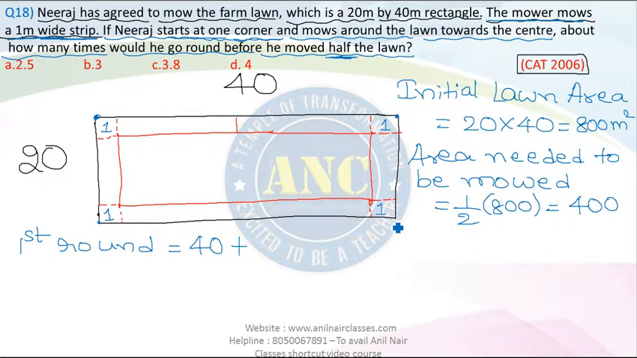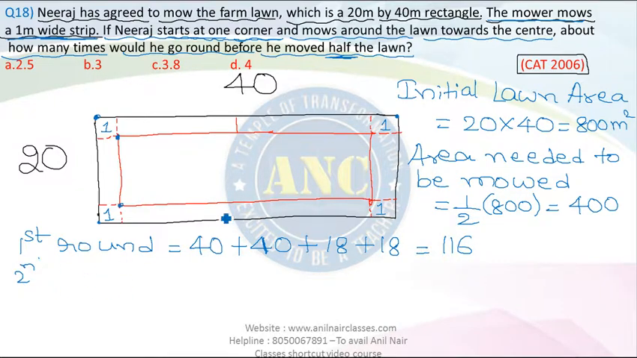Similarly, the downward 40 also he will mow, and the width, he will only mow this 18 meters, right? So 1 and 1 gone, 18 meters is there, here also 18. So 40 plus 40 plus 18 plus 18 is 116 meter is done.